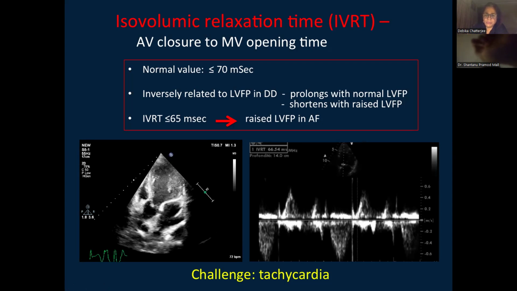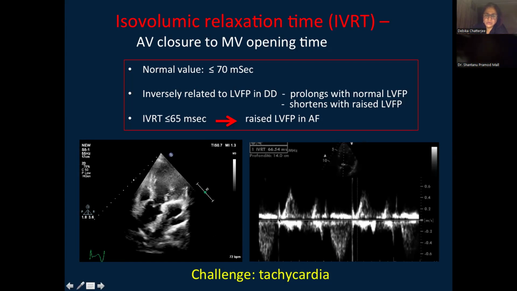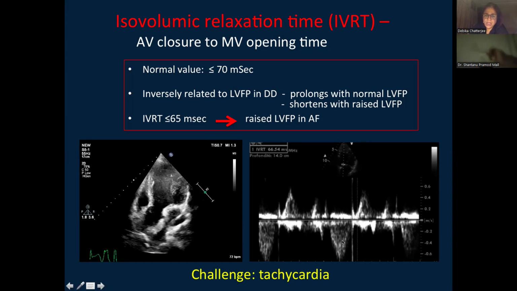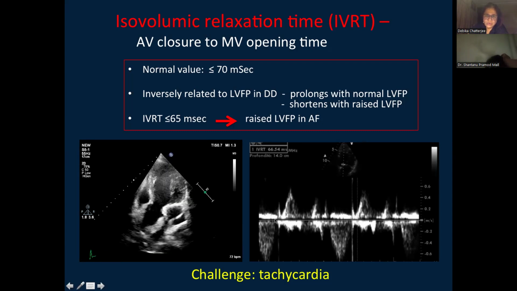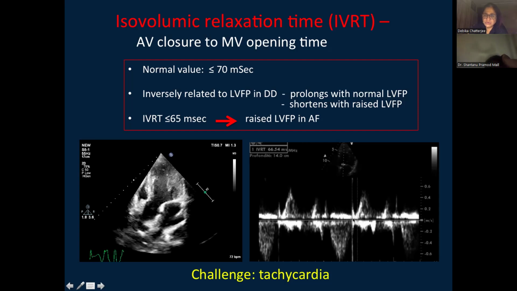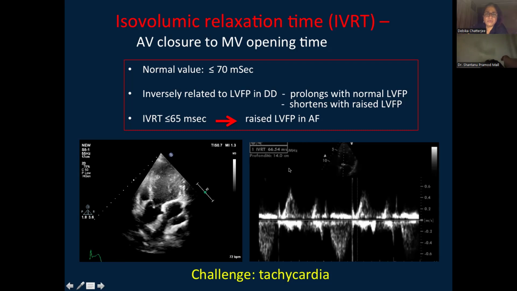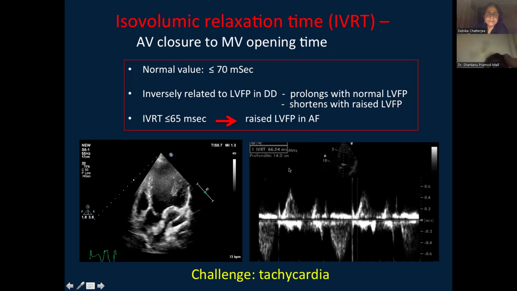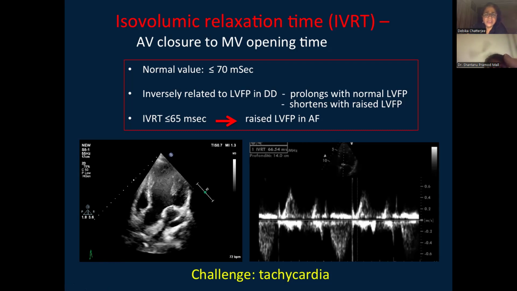Now, as I said, the isovolumic relaxation time is the time from the aortic valve closure to the mitral valve opening. As you know, this is the E wave and this is the A wave. Here the mitral valve opens and here the aortic valve closes. So after the aortic valve closure till the mitral valve opening is the isovolumic relaxation time. I'm measuring here and I'm getting 66.54. Normally it is less than 70 millisecond. It is measured in millisecond.